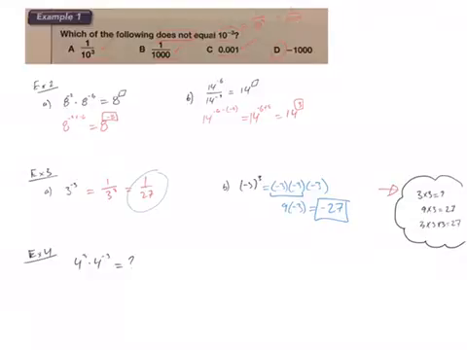So notice the difference in those. One of them is 1 over 27, the other one is negative 27, depending on where that negative sign is at.